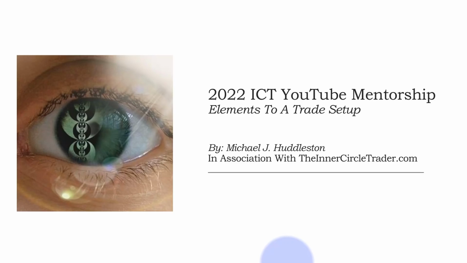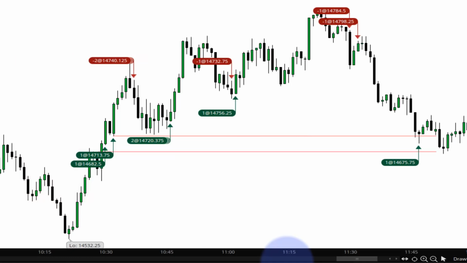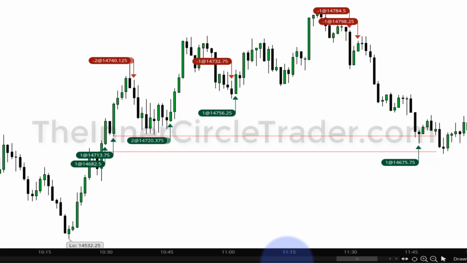All right, so this first installment is going to be elements to a trade setup. Coming out of the gate, I just want to let you know that this is predominantly going to be a futures index trading mentorship, okay? The idea is going to be presented in the scope of paper trading on tradingview.com. But what you're looking at here, this is Thinkorswim's live data. These are actual executions I made today.